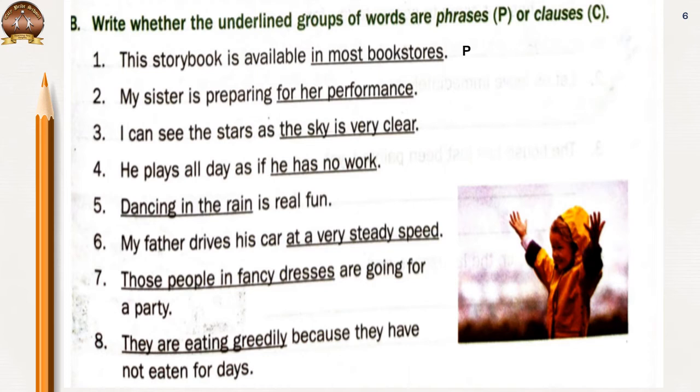For her performance, same. The sky is very clear. Now you see here is a verb, so it is definitely a clause. Now again, here he has no work. Again has a verb, so definitely it is a clause. So you solve the rest of the exercise. Just pause the video, solve it, and you can check your answers here.